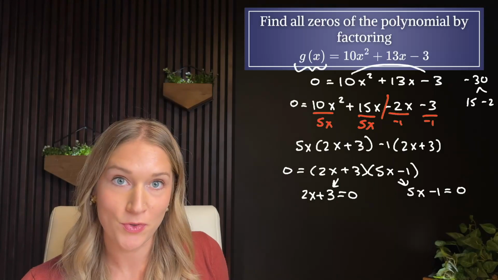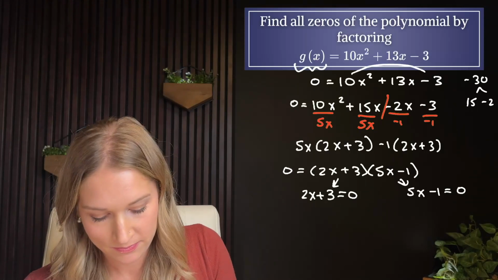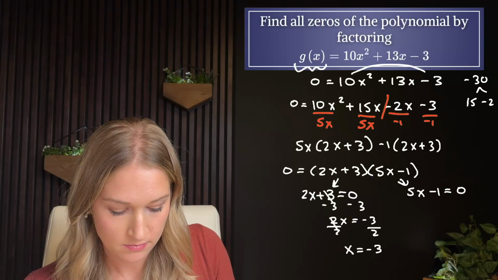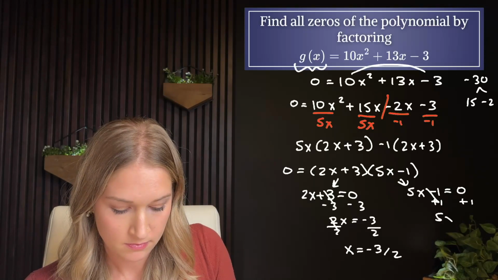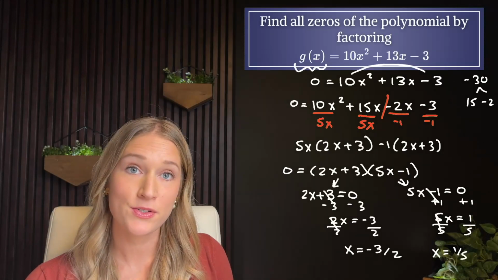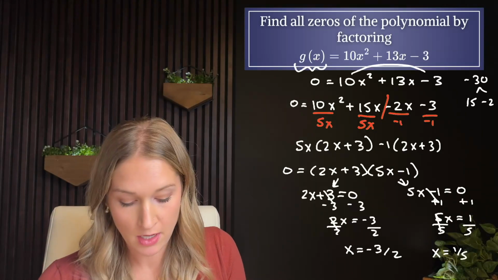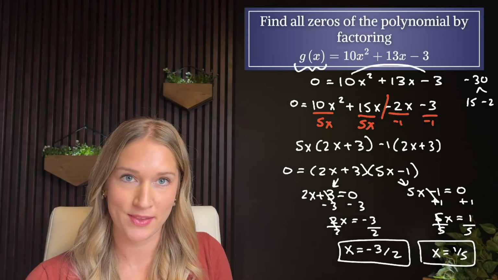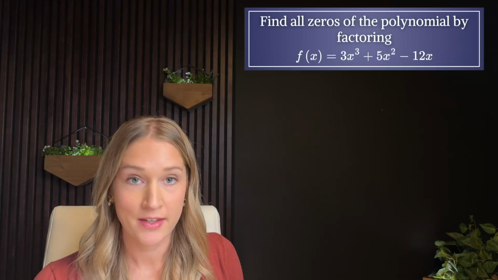And now we just solve both of these and we'll have our 2 solutions. So my 2 solutions, or my 2 zeros, are negative 3 over 2 and positive 1/5. Let's do 2 more. Here's the next one.